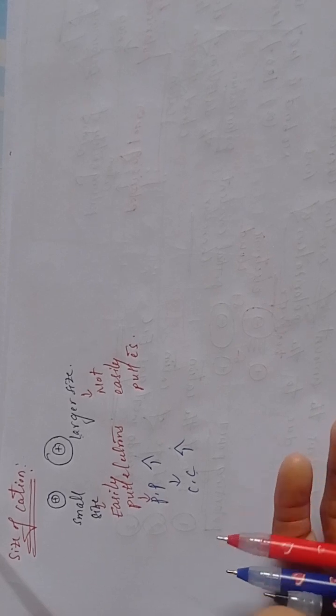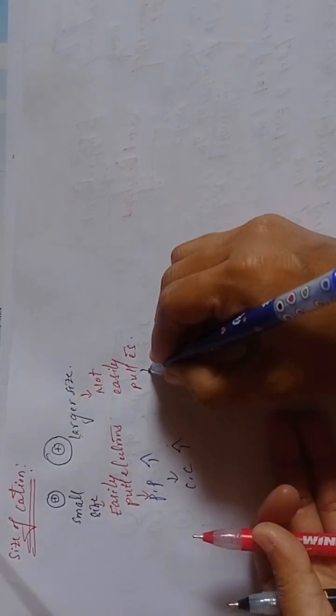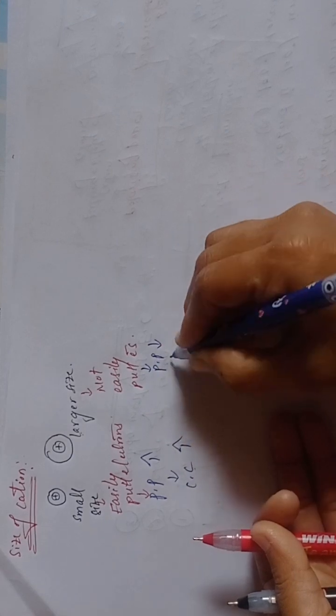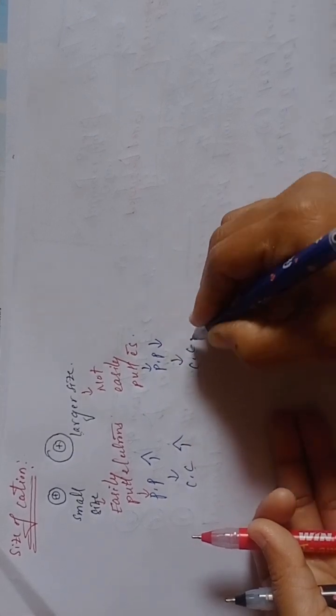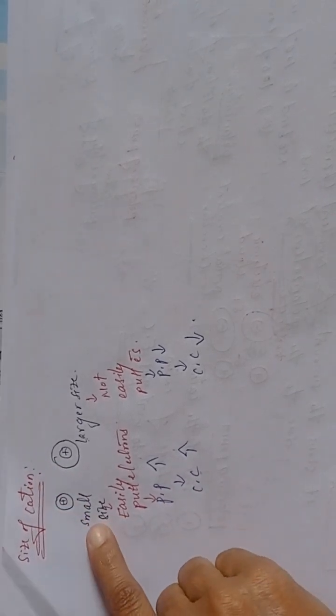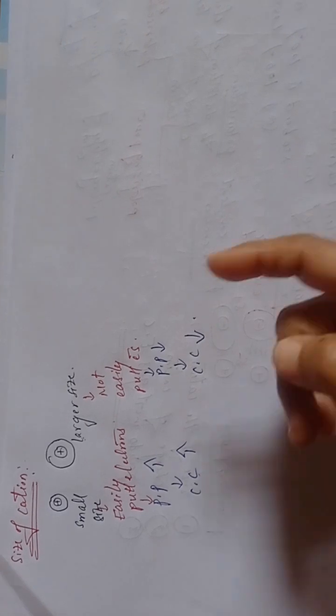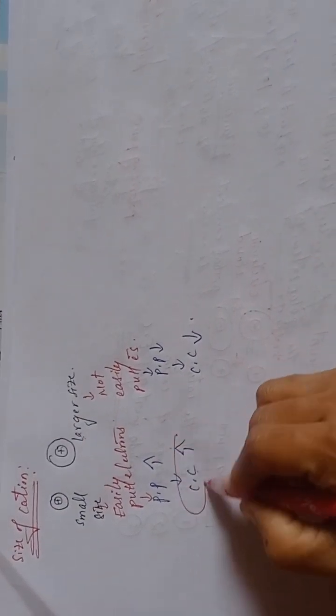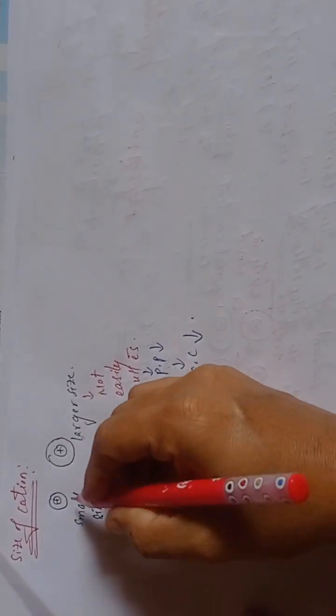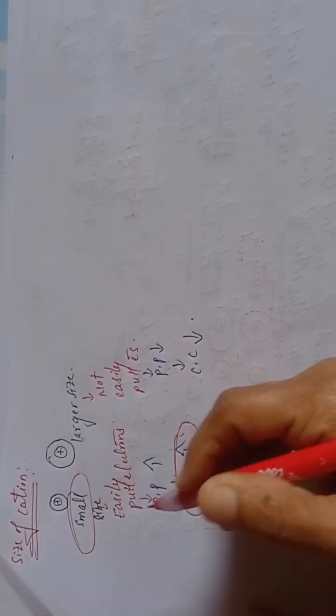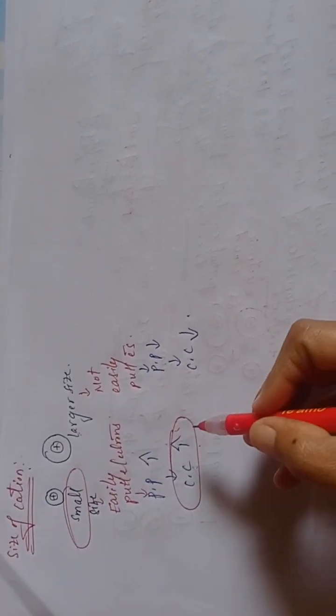Now see here, in this case it cannot easily pull the electrons, that means polarizing power is less, so covalent character is less. Understanding? So the size of the cation is small, then covalent character is more. Smaller size, covalent character is more. This is the one factor, size of the cation.